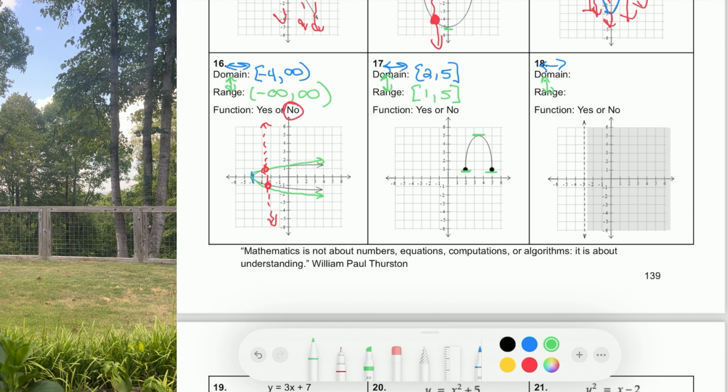All right, is it a function? Well, if I do my vertical line test, I'm going to only hit in 1 location at a time. So yeah, it's a function.